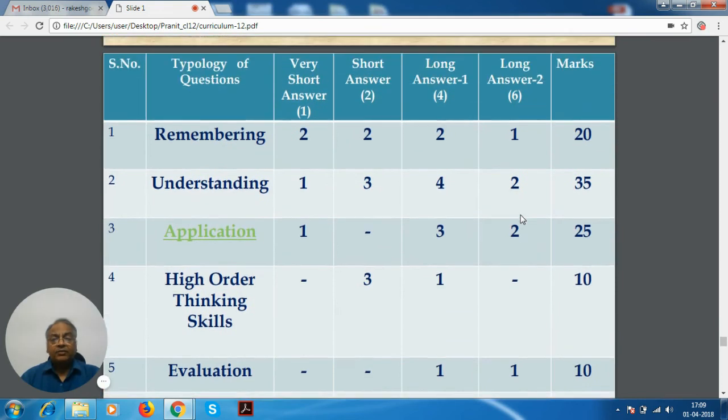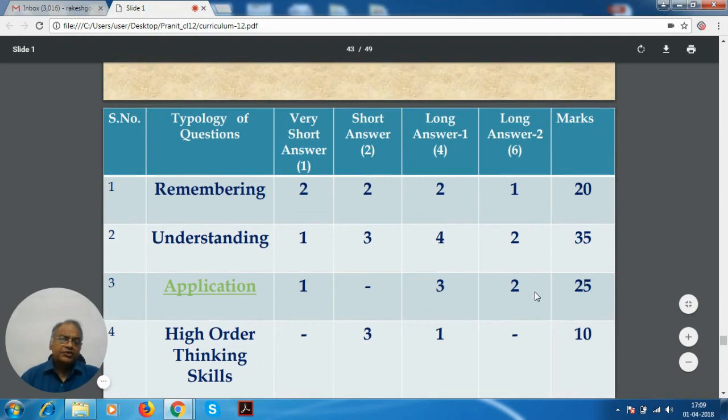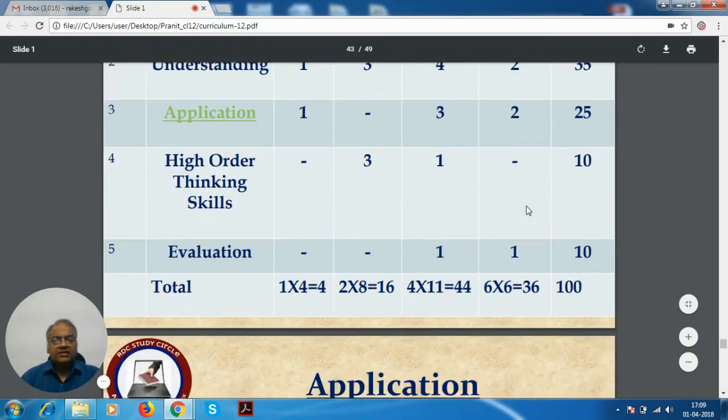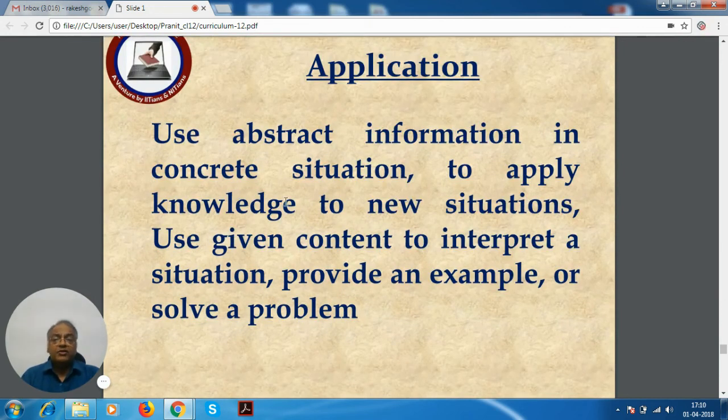And the third type of typology of question is application. So here you see very short answer, only 1 question. Long answer 1 is 3, and then long answer 2 is 2. Total 25 marks. In fact, what is application? Application means use abstract information in concrete situations, to apply knowledge to new situations, to use given content to interpret a situation, provide an example or solve a problem.